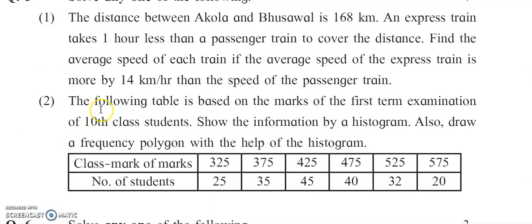The next question is: the following table is based on the marks of the first term examination of 10th class students. Show the information by a histogram. Also draw a frequency polygon with the help of the histogram. Now the class mark is given: 325, number of students 25; 375, 35; 425, 45; and in this way onward. Now we'll first construct the table.